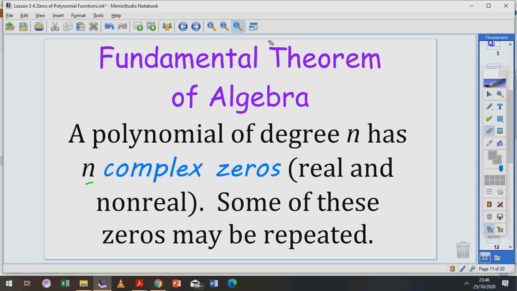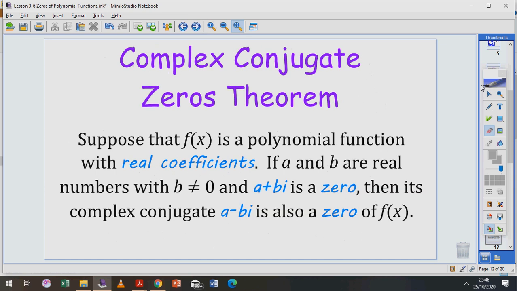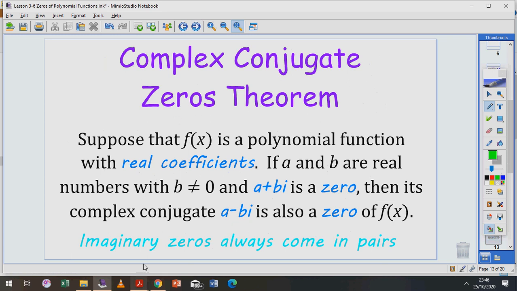What that means is that if one complex number is a zero to an equation, then its conjugate is also a zero. So suppose f of x is a polynomial function with real coefficients, then if a and b are real numbers where b is not equal to 0, and a plus bi is a zero, then its conjugate a minus bi is also a zero. You're going to see how this works in an example. So just remember, imaginary zeros always come in pairs.